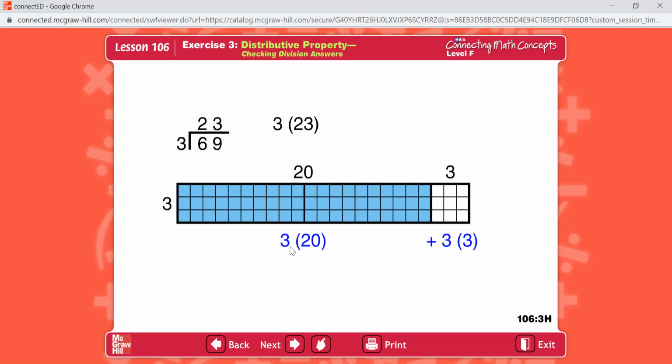Three times 20 equals 60. 3 times 3 equals 9. And 60 plus 9 equals 69. In each row here, you have 23. 1, 2, 3, 4, 5, 6, 7, 8, 9, 10, 11, 12, 13, 14, 15, 16, 17, 18, 19, 20, 21, 22, 23. 23 in each of these rows.